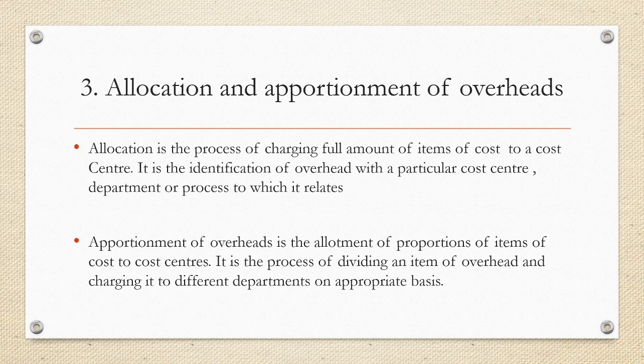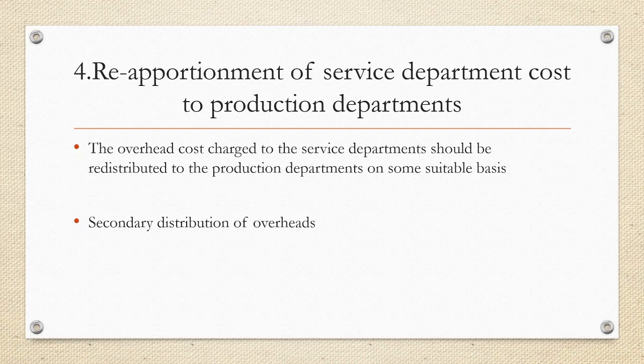So how do we apportion? That is a question which arises. Usually there are different methods used, such as the benefits received method or the ability to pay method. Once we have distributed it to both the production and service departments, as I have already mentioned, the service department does not produce anything, it provides services. So whatever overheads are charged to the service department have to be reapportioned to the production department. We call this the secondary distribution of overheads. The overhead cost charged to the service department should be redistributed to the production departments on some suitable basis, which is known as secondary distribution of overheads.